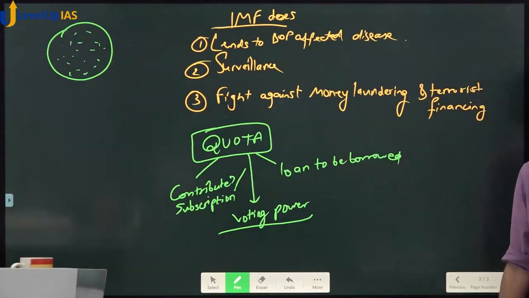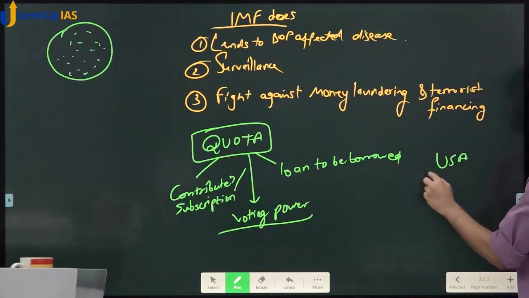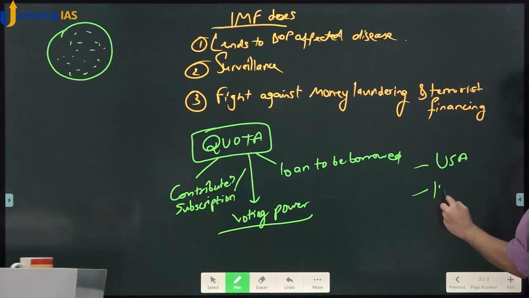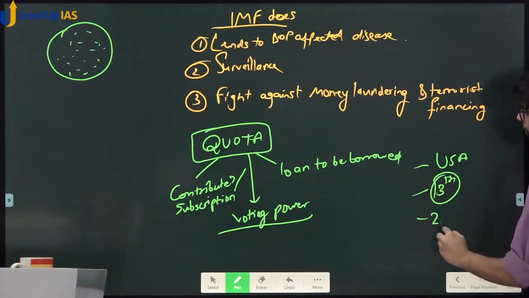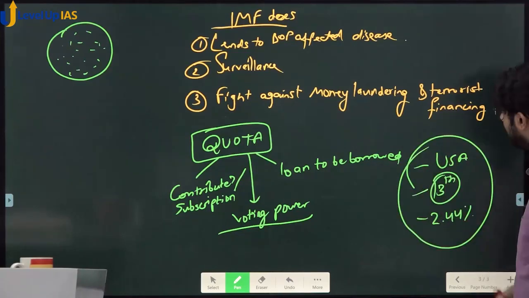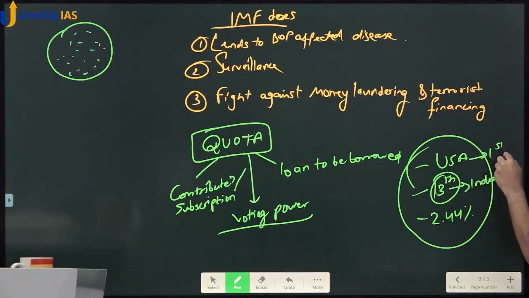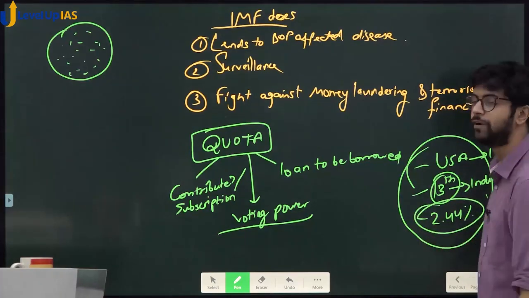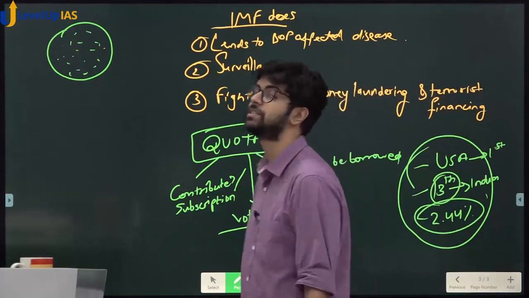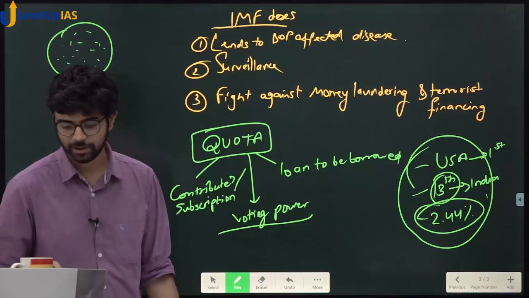Okay? So who has the largest quota? What do you think? USA? India has the 13th largest quota. Okay? We rank 13th and we have a shareholding of 2.44%. Currently, it might change. Okay? USA is not 13th. India is 13th. USA is first. And we have a shareholding of 2.44%. So we can influence the decisions of the IMF by 2.44%. Is it clear? Is it understood?